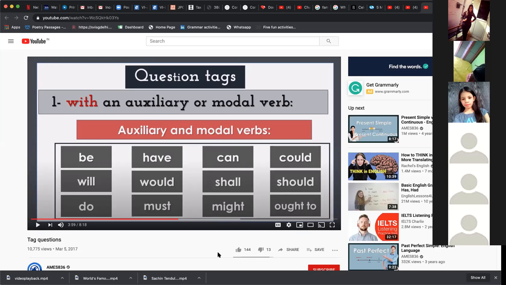Be has the forms am, are, was, were. Similarly, have, has, had. Can, could, will, would, shall, should, do. Do has the forms do, does, did. Must, might, ought to. These are some of the examples of auxiliary verbs as well as modals.